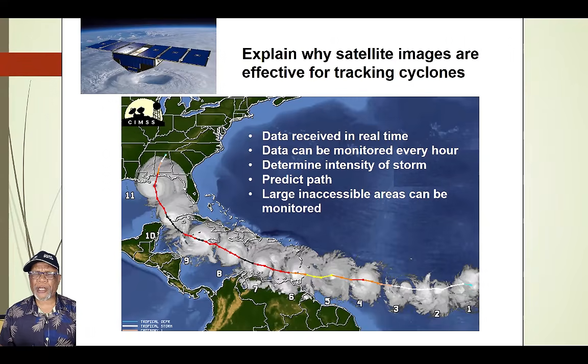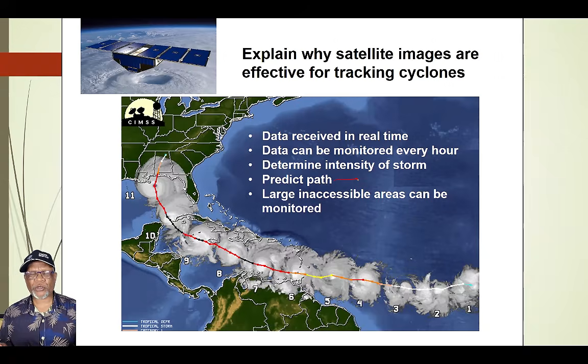Satellites are giving you a live feed of whatever process is taking place, and the data can be monitored every hour. It can determine the intensity of the storm, whether it is category 1, category 2, category 3, and we know we are going to prepare differently for different categories of storms. And you can also use the satellite images to predict the path so that people can be given timeous warning, so that they know which areas they can avoid and which areas they can go to for evacuation.